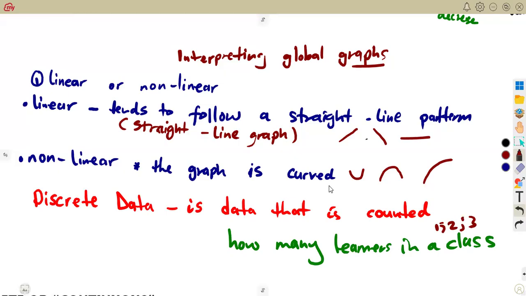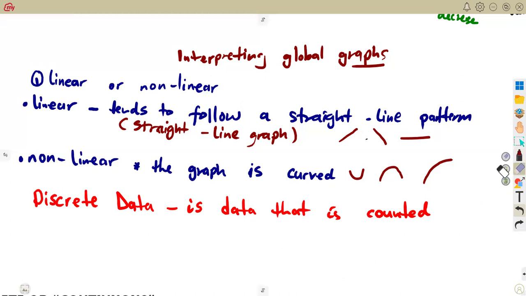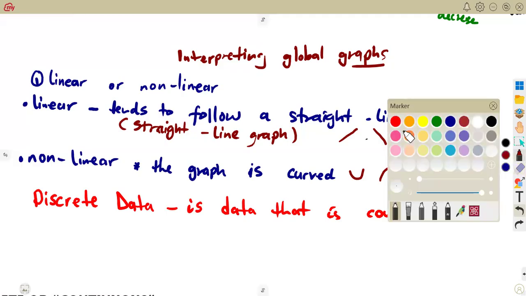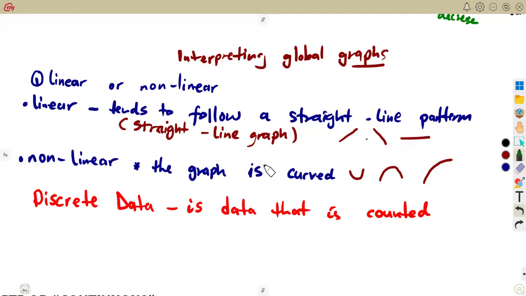How many cups are you having in your kitchen? You count them 1, 2, 3. You cannot say I have got 2.3 cups. No. I have 3 cups. I have 4 cups. This is the type of information called discrete. You count it one by one.